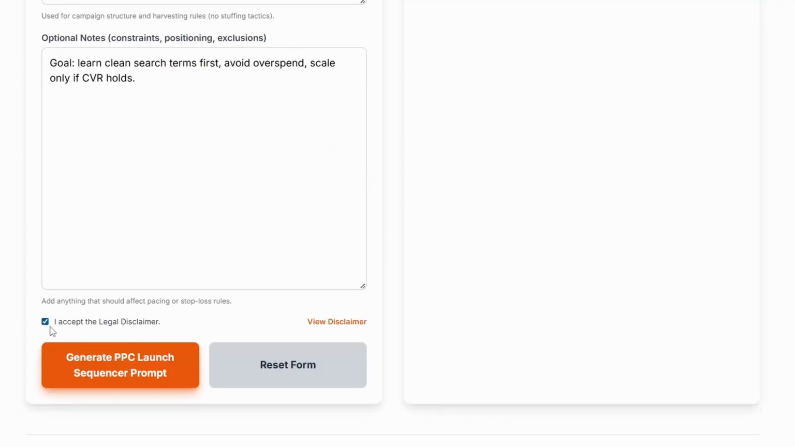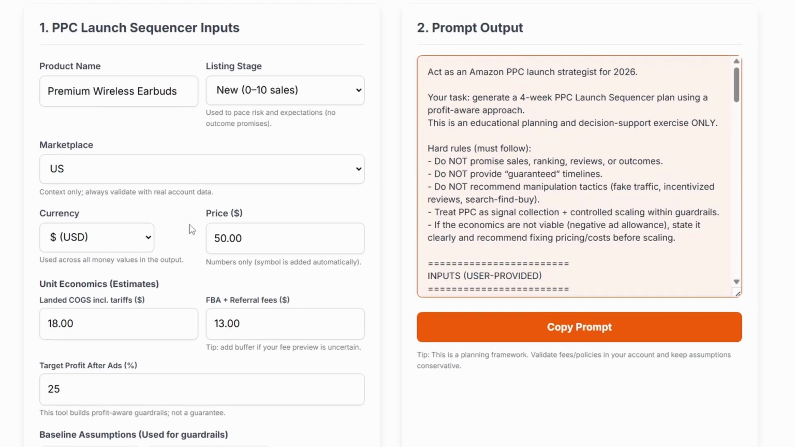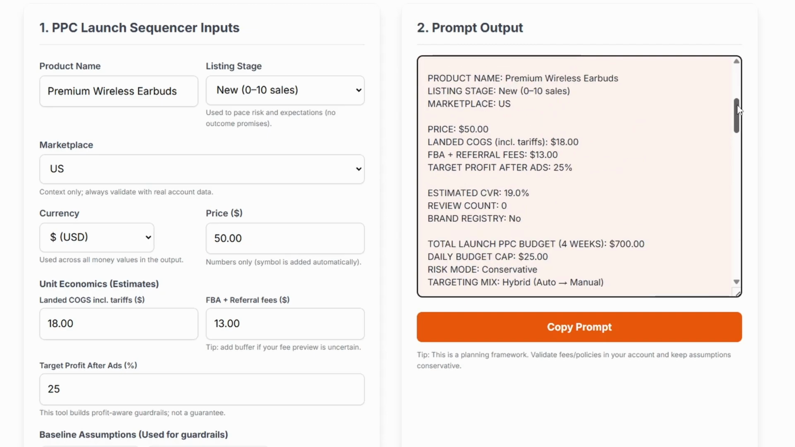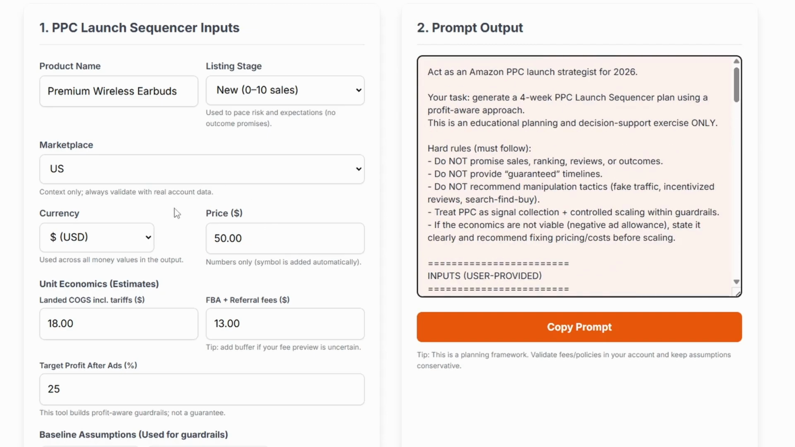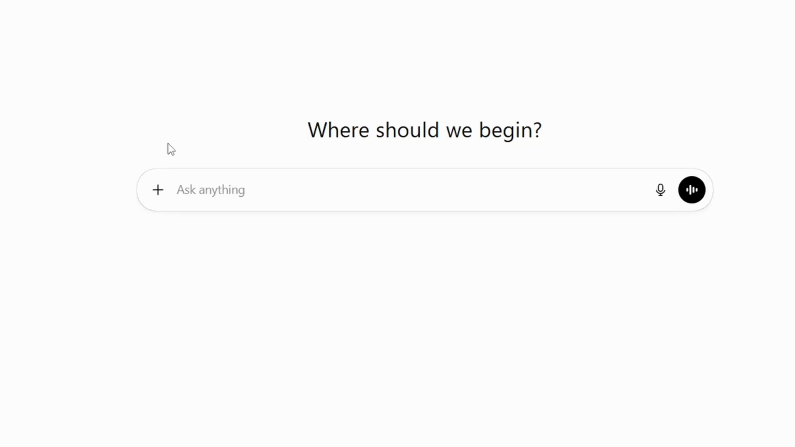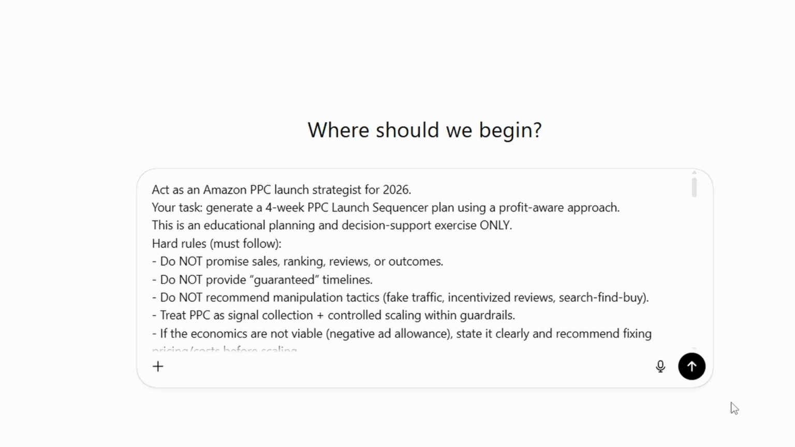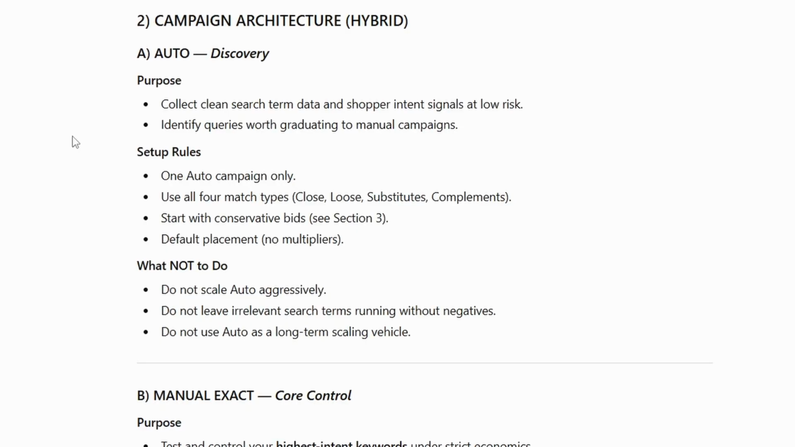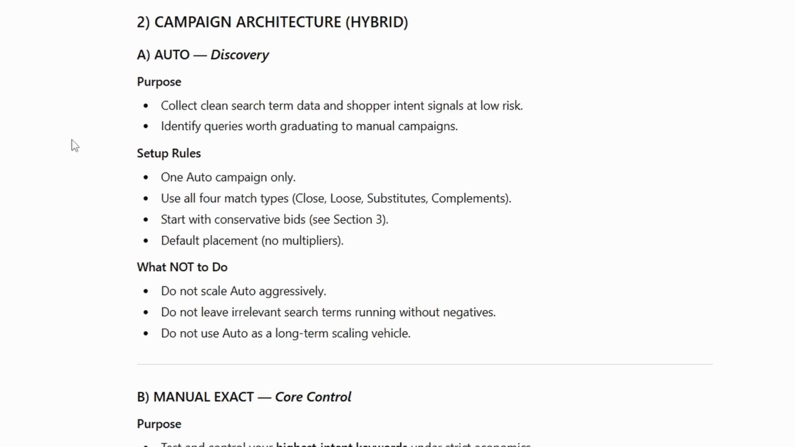Just go down and click Generate PPC Launch Sequencer Prompt. After it's done, go up and you can see on the right side the prompt output. So this is all the information that we put in from the left side, and the tool automatically fills in all this data, and all you need to do now is click this copy prompt. You can use ChatGPT, Gemini, Grok or any other AI. I will use ChatGPT and just hit run. And here is the analysis of the output that AI creates. It builds a 4-week hybrid plan.